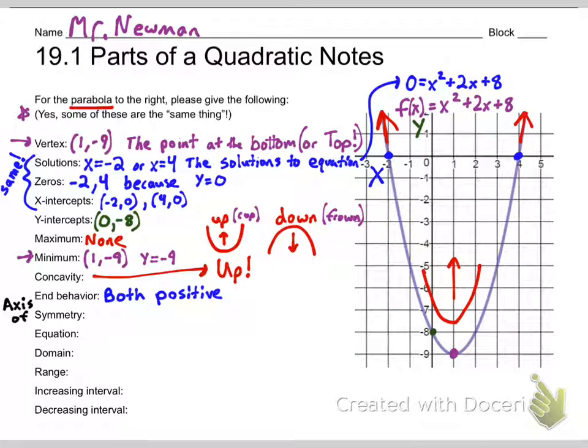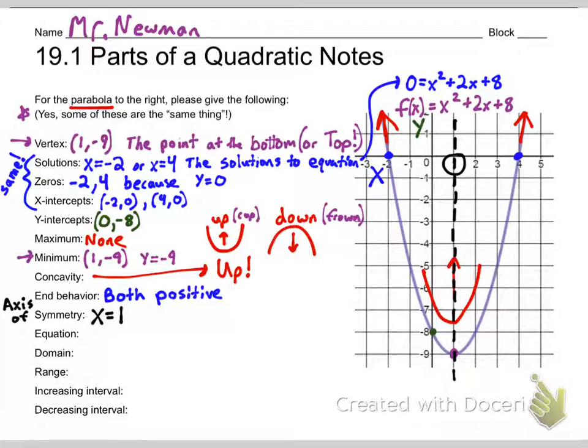The axis of symmetry is the vertical line over which the parabola is symmetric. In other words, if you flip the parabola over this line, it will land right on top of itself. Here, I'm going to draw a dotted line. I want you to do that as well. Draw a dotted line over the axis of symmetry right there, and that's because the axis of symmetry always goes through the vertex. So it's always the x value of the vertex.